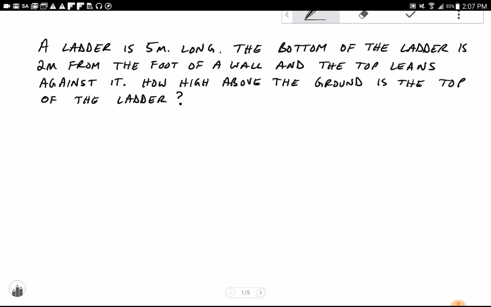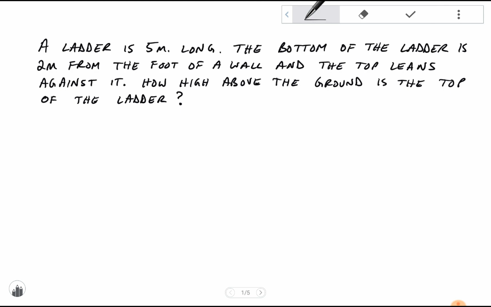Problems in context. Let's look at 3 problems that use Pythagorean theorem to solve them. A ladder is 5 meters long. The bottom of the ladder is 2 meters from the foot of a wall, and the top leans against it. How high above the ground is the top of the ladder?